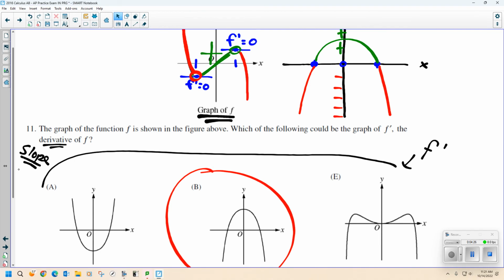Don't get confused when you go back and forth between the original graph and the derivative. Maintain your patience and know that you understand it.